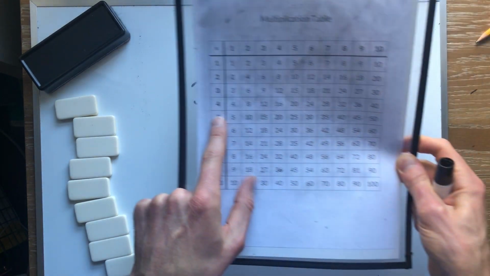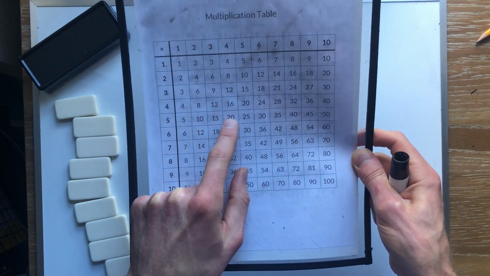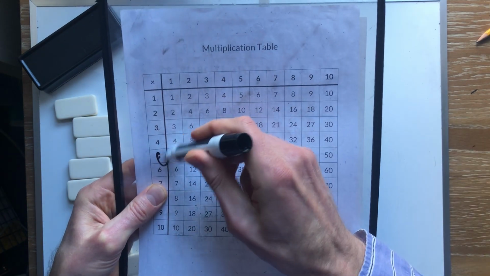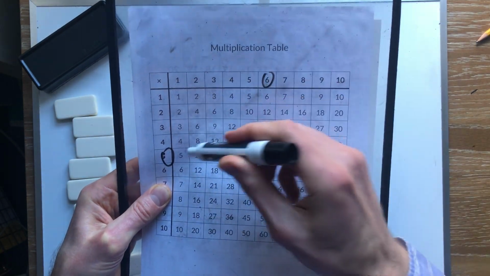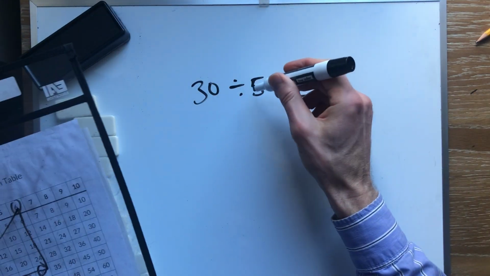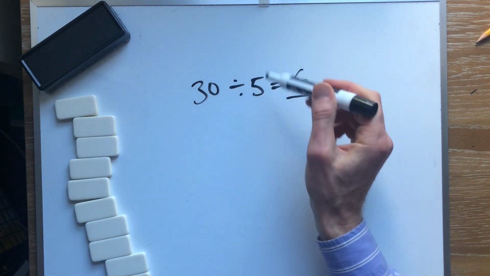If you're not sure, you just look at your 5s. There's 1 5, 2 5s, 3 5s, 4 5s, 5 5s, 6 5s right there. There's 30. 5 times 6 is 30. So 5 times 6 is 30, or 30 divided by 5 is 6.